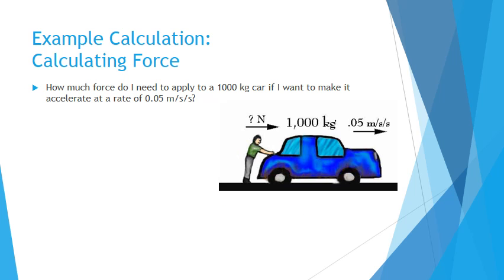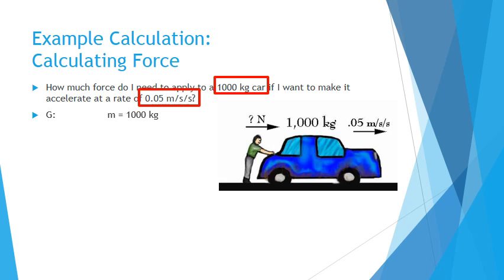Let's do a second example. This time we're going to calculate force. The question reads, how much force do I need to apply to a 1,000 kilogram car if I want to make it accelerate at a rate of 0.05 meters per second per second? Once again, let's highlight all the given information. It says that it is a 1,000 kilogram car and that it's accelerating at a rate of 0.05 meters per second per second. First piece of given information right here is that the mass is 1,000 kilograms.